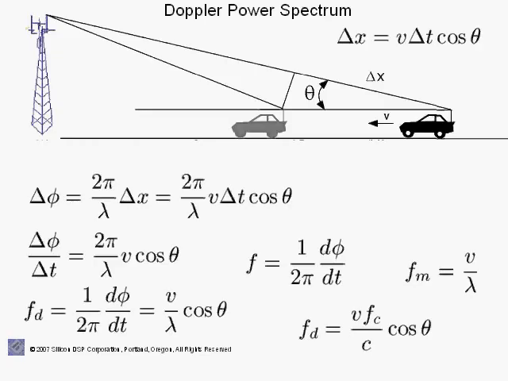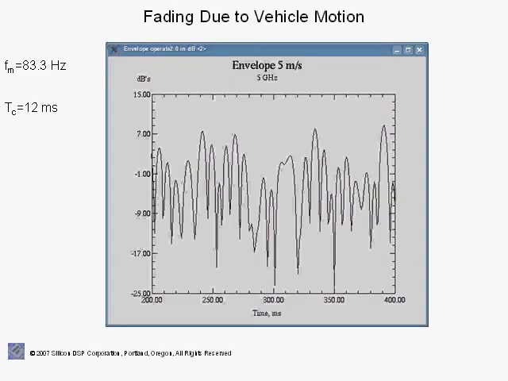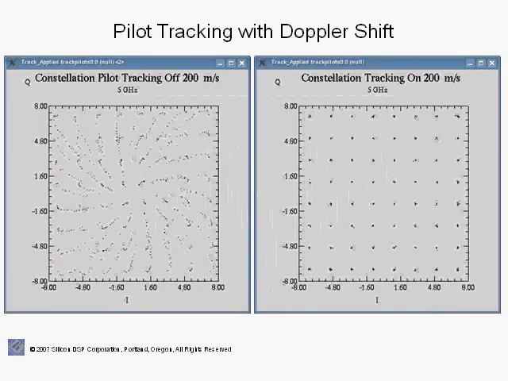We will derive the Doppler power spectrum in order to characterize mobile environments in which the subscriber is moving at high speeds. For example, here we show the fact that over time the envelope of the received carrier goes through deep fades, and this severely degrades the communication over mobile wireless links, and we'll talk about how to combat this effect, especially with pilot tracking. For example, here we're showing the constellation at the receiver with a vehicle speed of 200 meters per second, but using pilot tracking we're actually able to track the changing channel due to Doppler spread, and we're able to correctly demodulate the signal even at speeds of up to 200 meters per second.